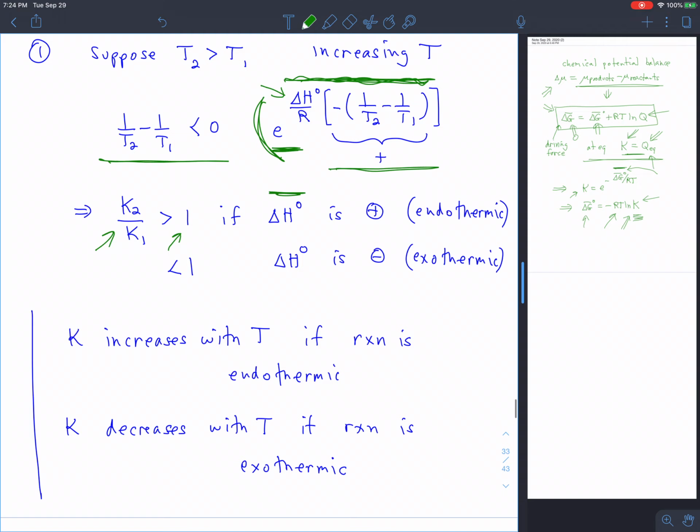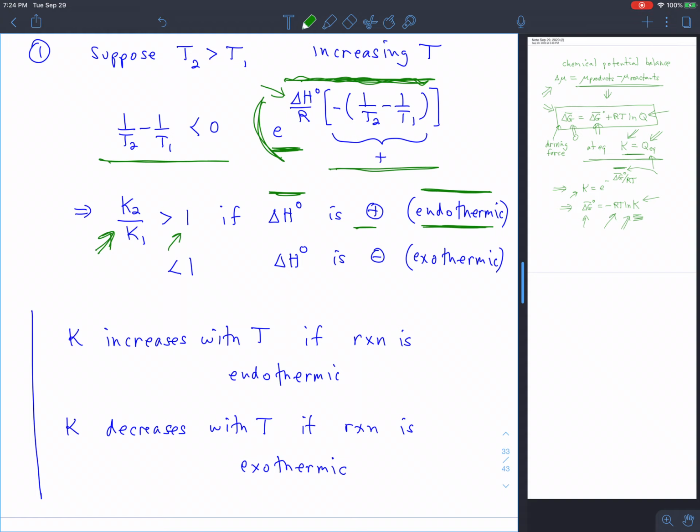So the rule is that if I have a positive delta H, which means that my reaction was endothermic, then when I change the temperature, the equilibrium constant will get bigger. And it works the other way, too. If I change the temperature and I observe by measurement that the equilibrium constant increased, then I know that I have an endothermic chemical reaction. I have a chemical reaction that absorbs heat in the course of the chemical reaction.